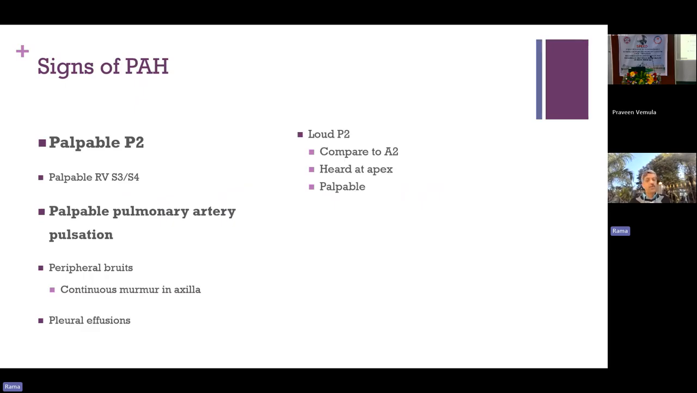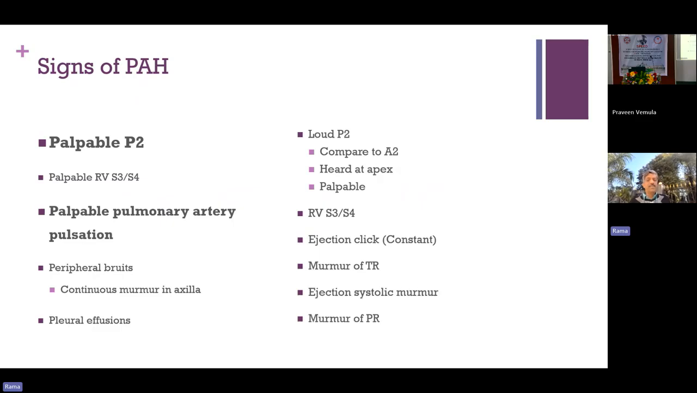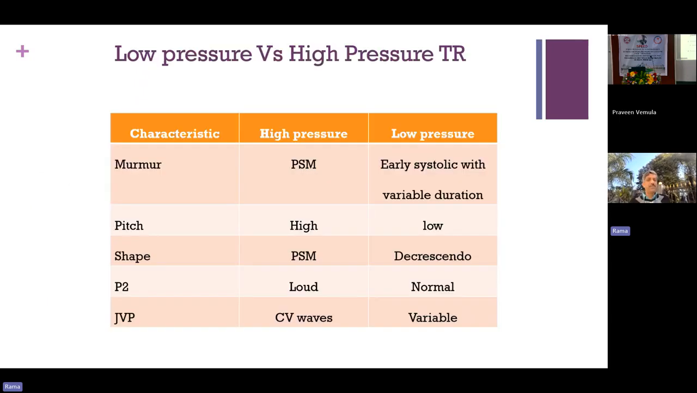Loud P2, how do you say it's a loud P2? A commonly asked question. You always compare it with A2, whether the P2 is heard at the apex or not, whether it is palpable or not. RV S3, S4, constant ejection click, murmur of TR, ejection systolic murmur, which is generally faint and early peaking, and a murmur of PR. These are all the signs of PH that we are looking for.